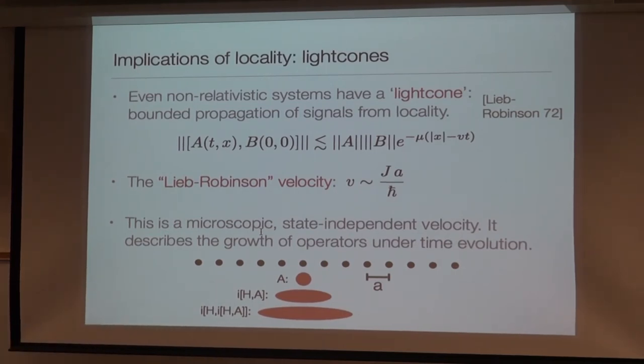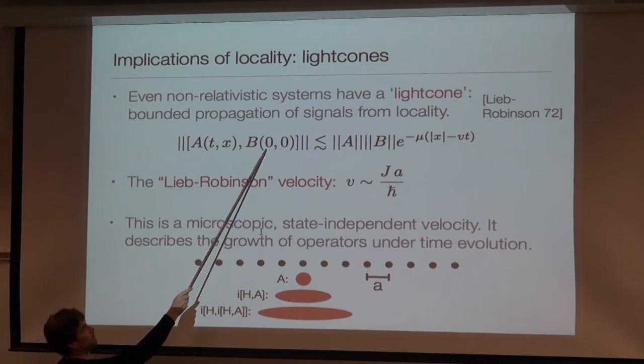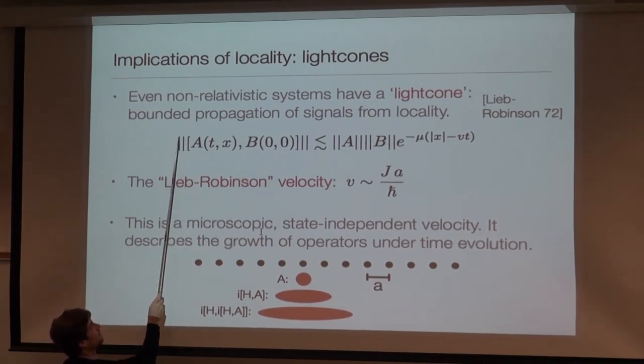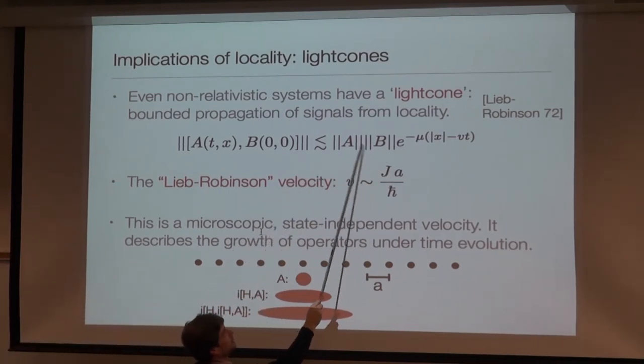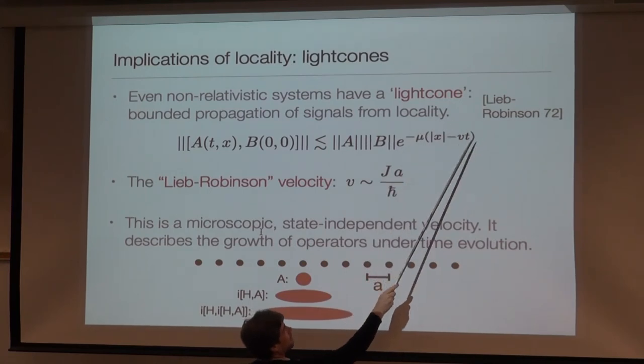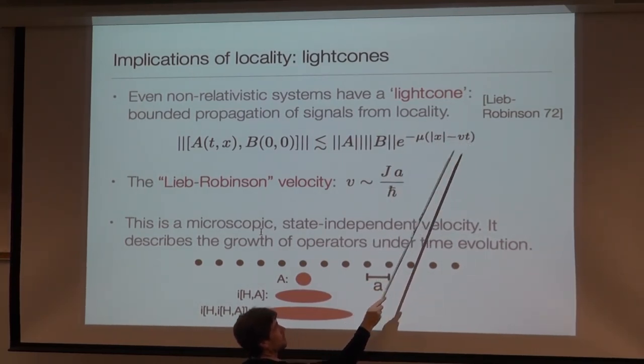The Lieb-Robinson bound is this statement: I've got an operator at some point x and time t, and another operator at 0 and 0, and I take this norm. That's a very strong norm. It's the biggest eigenvalue of this matrix. So it's a really strong bound on how different these can be, and it has to be less than some prefactors times an exponential with a velocity in it.